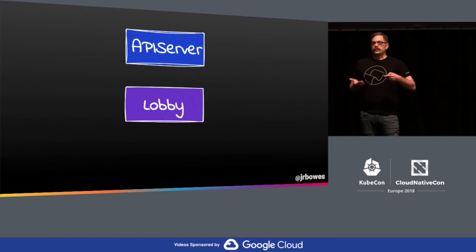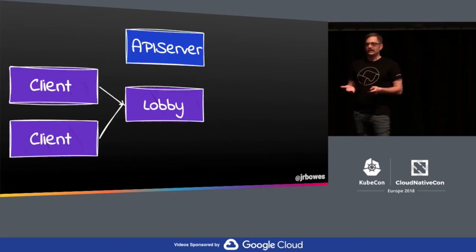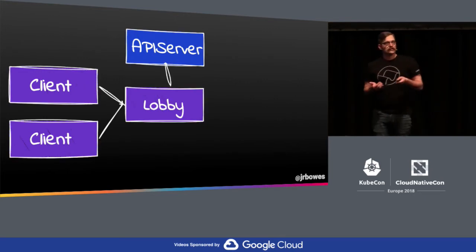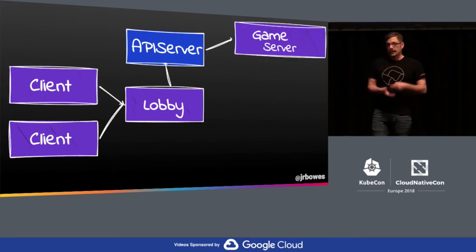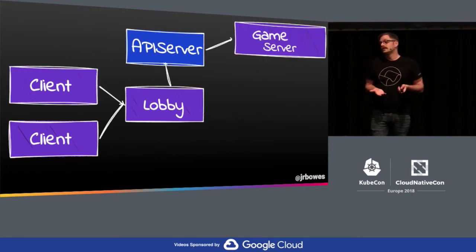And so there's your application specific lobby, and a client connects to this. You have multiple clients connect to this lobby or matchmaking server. And this specific logic then says, okay, cool, I've got enough people to start a game. I've paired them all up. And I'm just going to speak to the Kubernetes API server, and I'm going to say, make a game server. This makes a new Kubernetes resource. That's a custom resource definition.